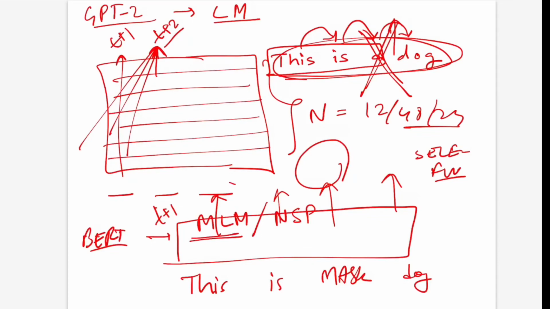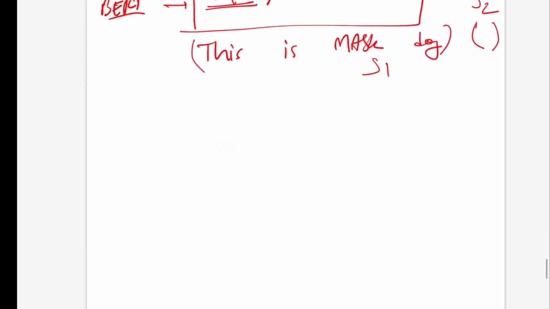The second task in which it was trained was, you put in two sequences one after the other, and the model is supposed to do a binary classification saying whether S2, which is sequence 2, comes after S1 or not. So that is the second task on which the model was trained. And let's see about the third model, which was BART.